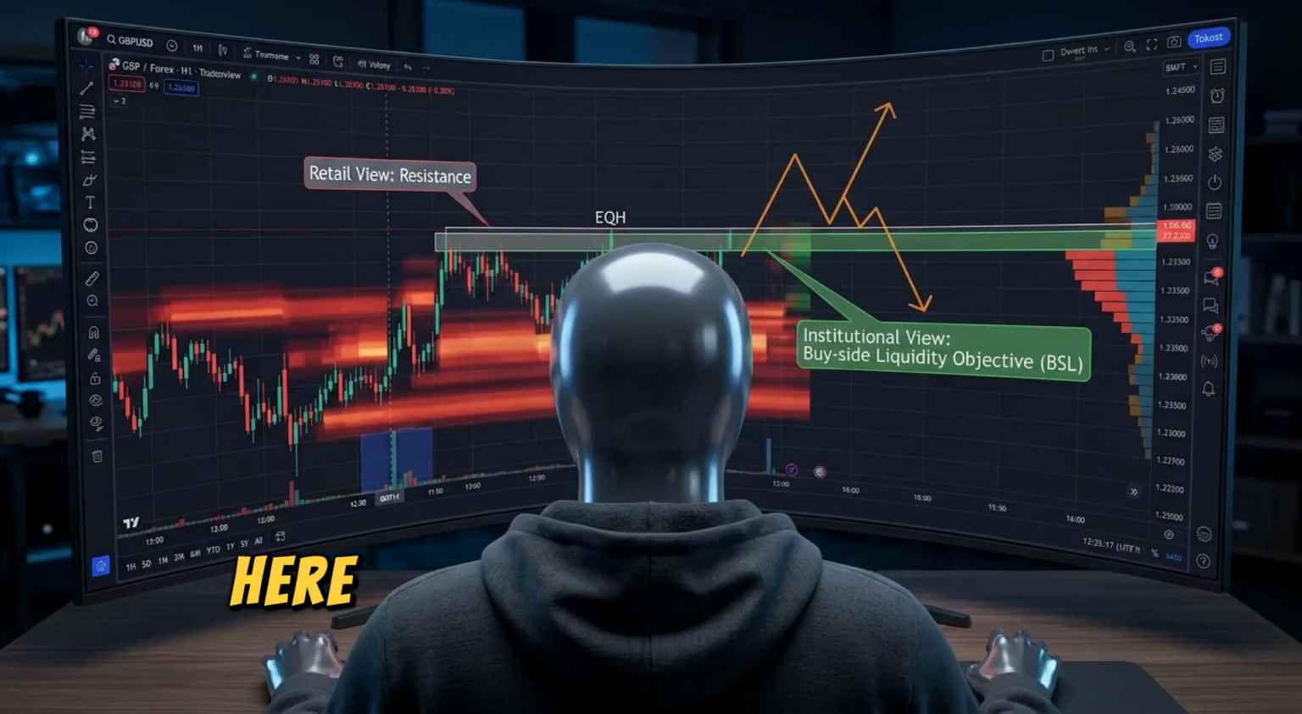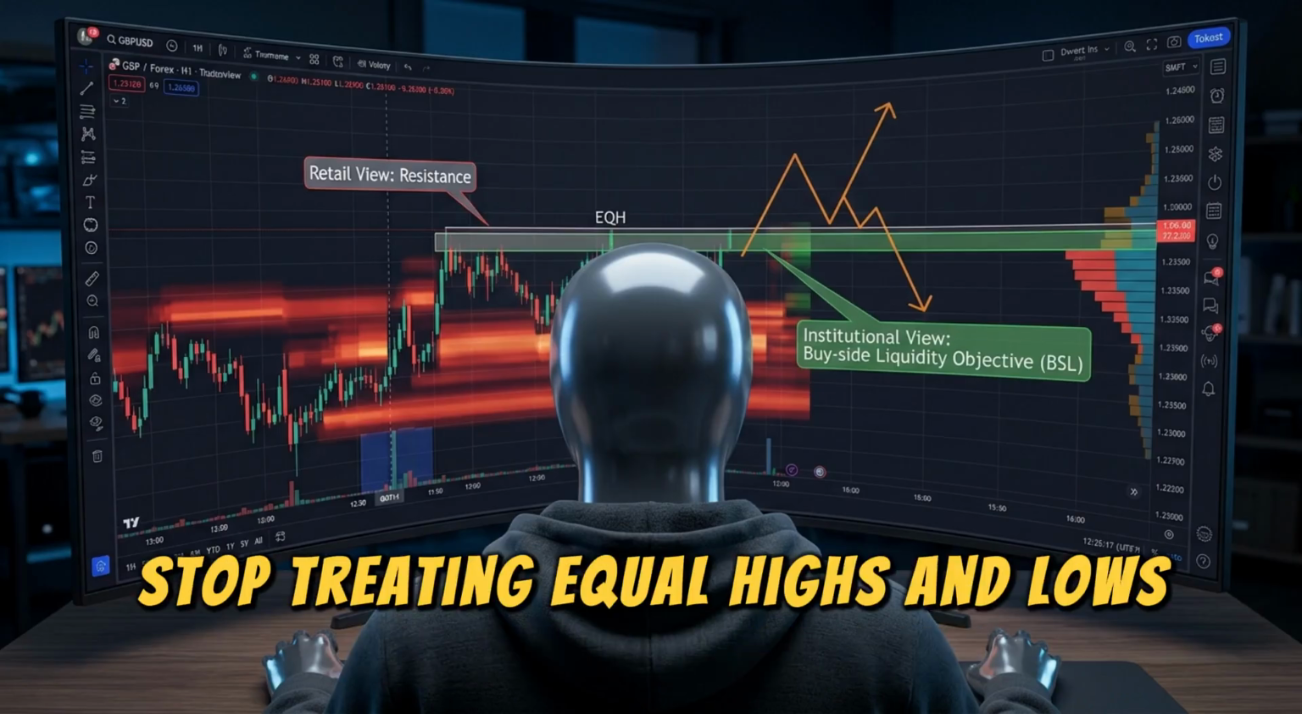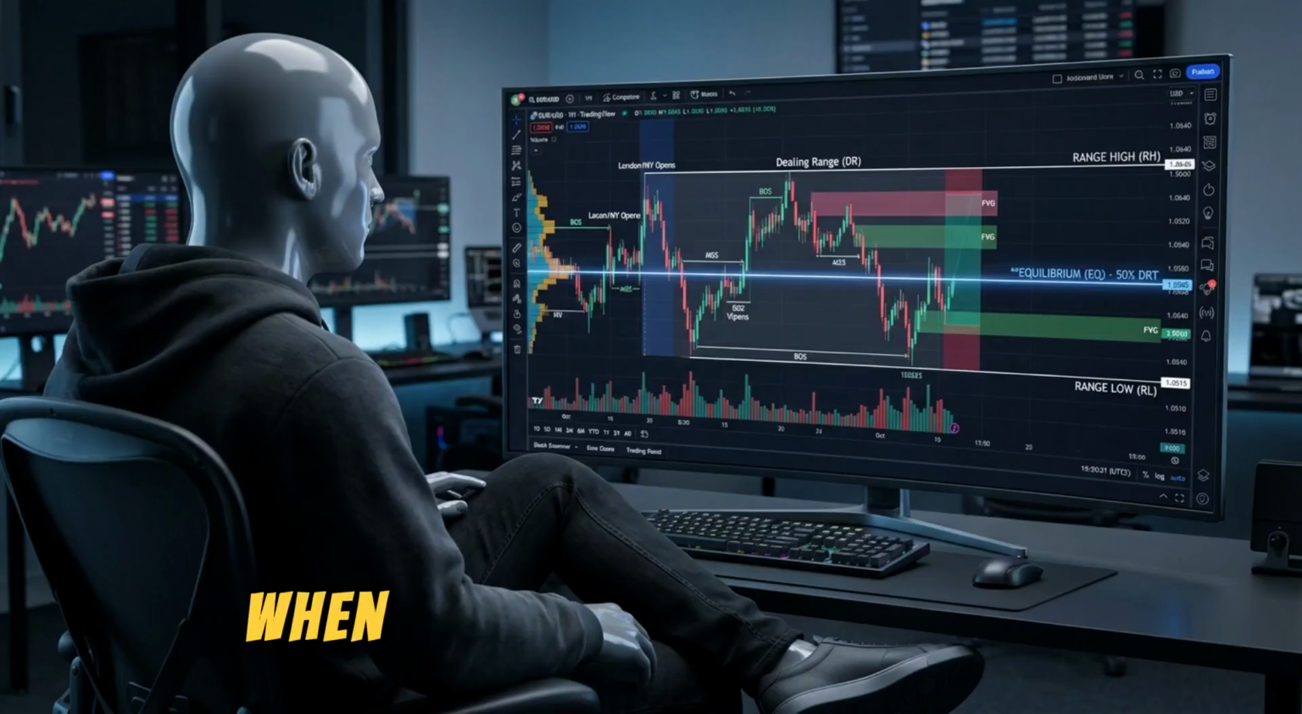The framing shift here is the one that actually changes your win rate. Stop treating equal highs and lows as places to fade price, and start treating them as destinations. When you see them, don't ask, will this hold?